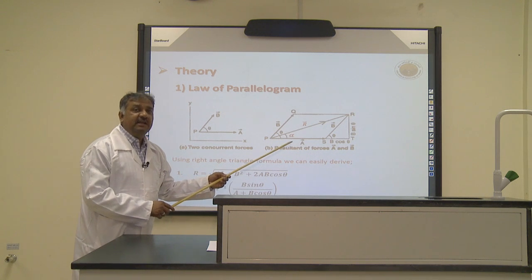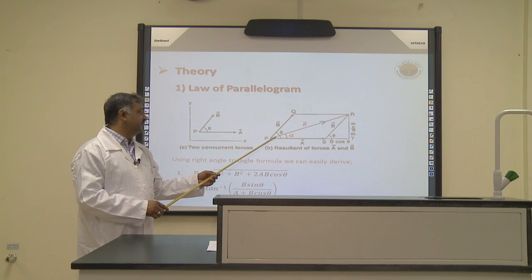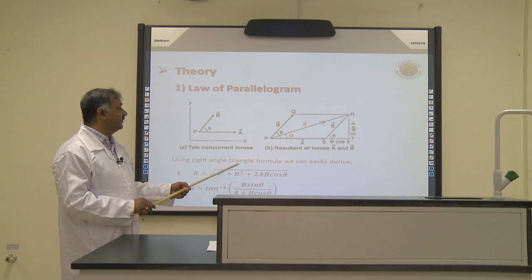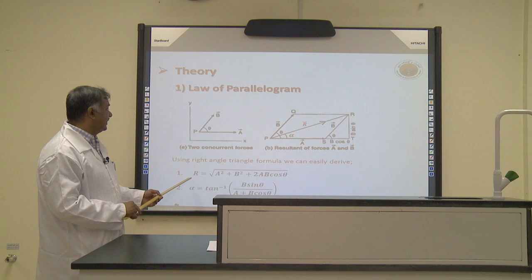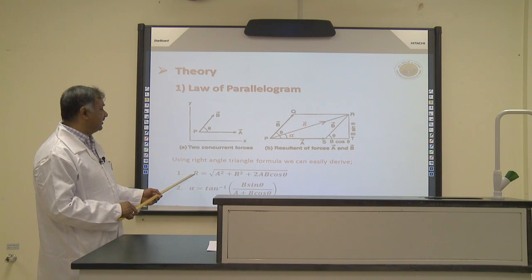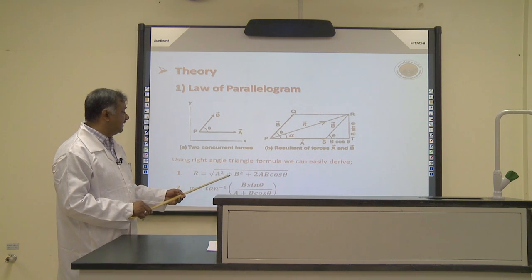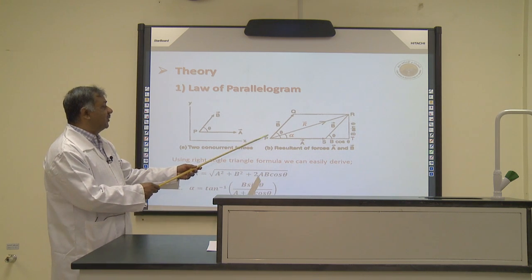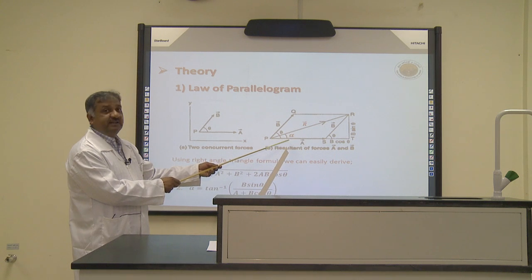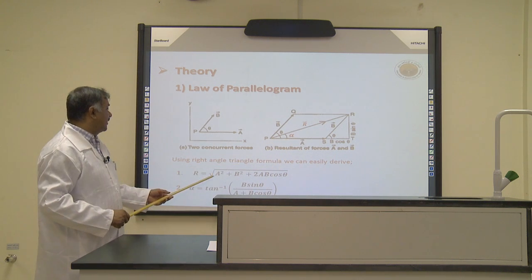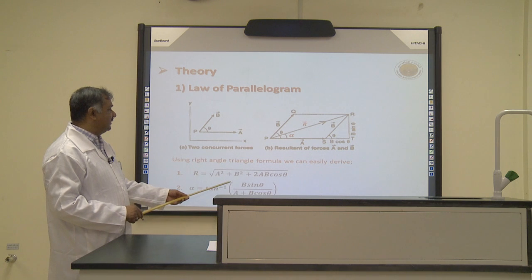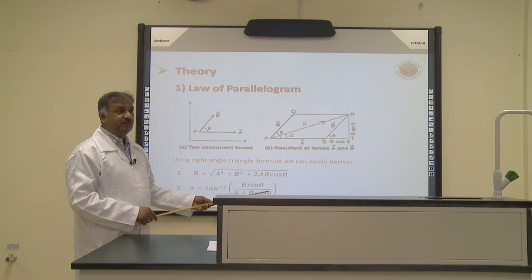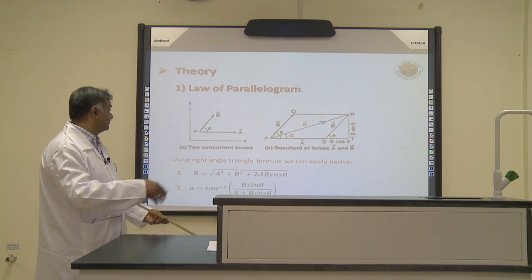After mathematical calculations or trigonometric formulations, because we have used the right angle triangle formula for solving this, the magnitude of the resultant vector is square root of a square plus b square plus 2ab cosine theta, and its direction formula, the angle alpha mentioned in this picture, is alpha equals tangent inverse of b sine theta divided by a plus b cosine theta. So these two values you are going to calculate.